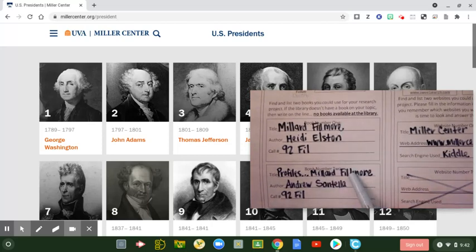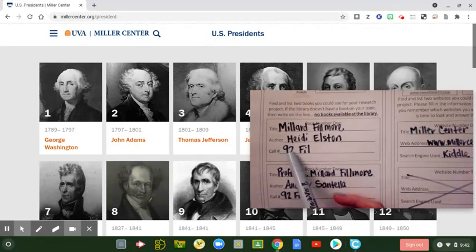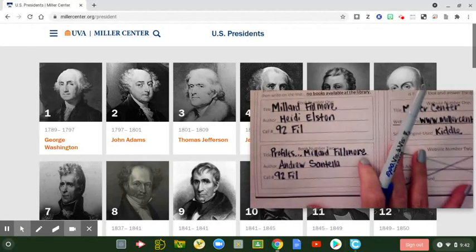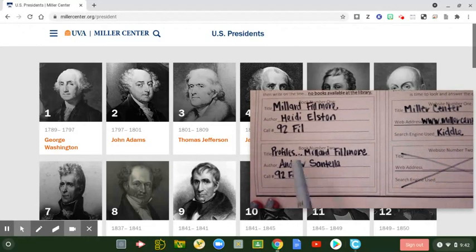And then it brought up books about Millard Fillmore that I have in the library, and I have two that I had found. Okay, this one is by Heidi Elston, and the call number is 92. And remember, if it's a 92, that means it is a biography. It's in the reference section. Okay, and then the second one is Profiles of the President, Millard Fillmore, by Andrew Santella. And again, the call number was 92 FIL.